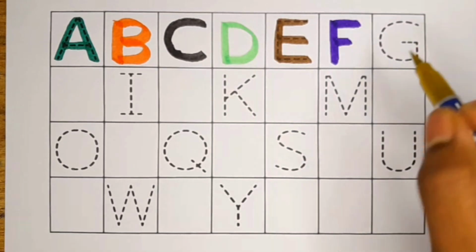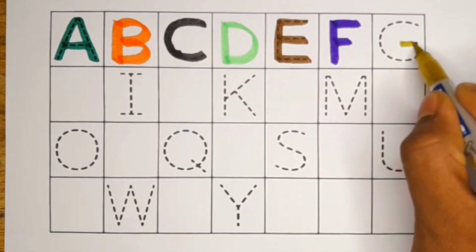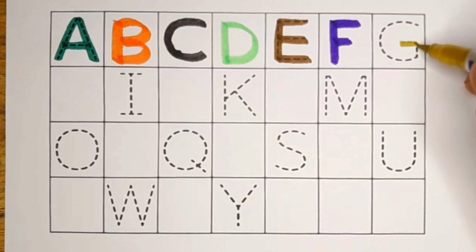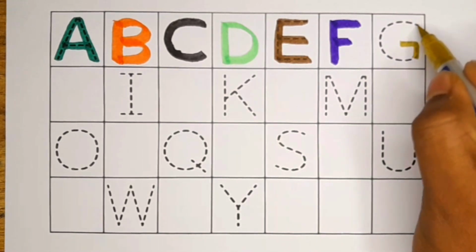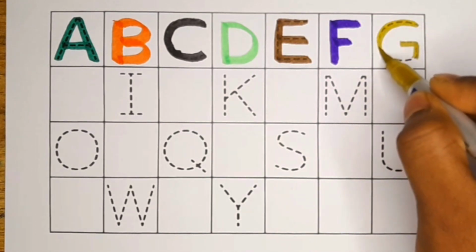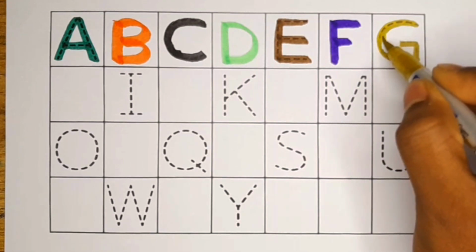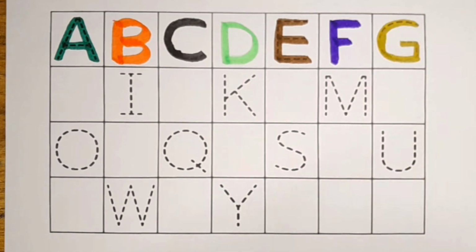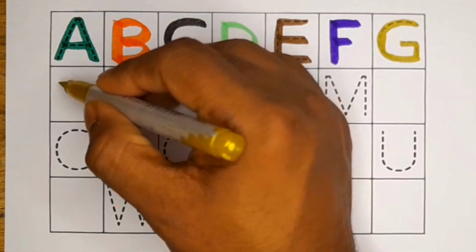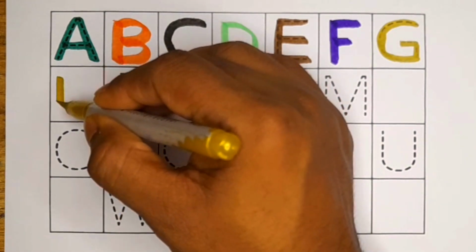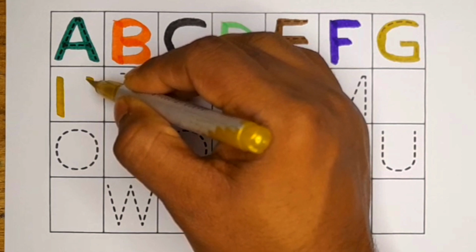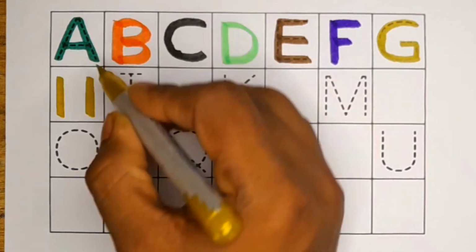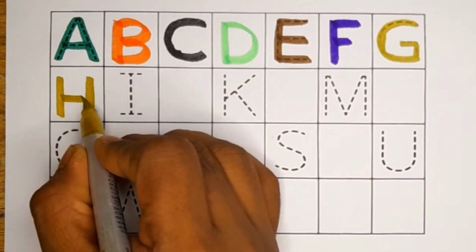Golden color. This is golden color. What color is this, kids? This is golden color. G. G for gorilla. This is golden color. Which color is this, kids? This is golden color.